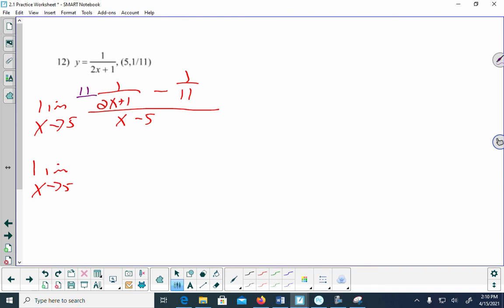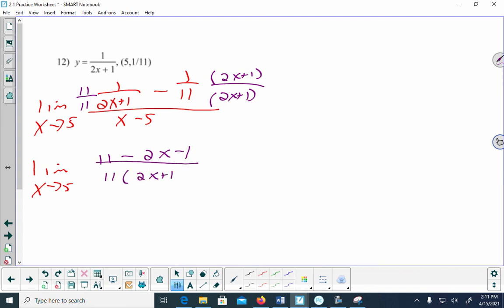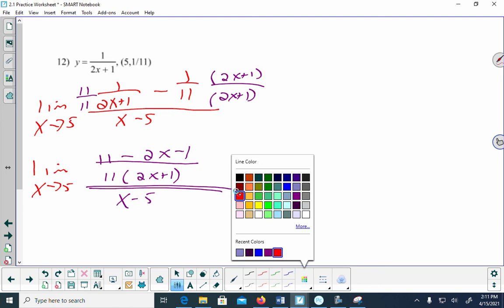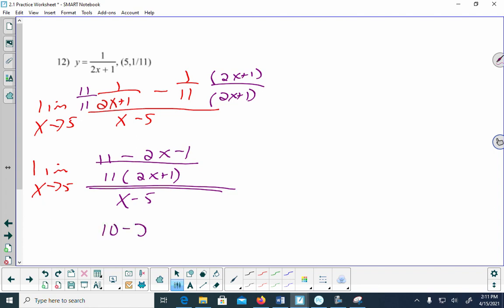So I'm going to multiply this one by 11 over 11, this one by 2x plus 1 over 2x plus 1. So when I do that, I'm going to have 11 minus 2x minus 1 (distributing that negative sign) all over 11 times 2x plus 1, all over x minus 5. Big compound fraction. That doesn't bother me. So when I combine my like terms, I'm going to have 11 minus 1, so that'll be 10 minus 2x over 11 times 2x plus 1.